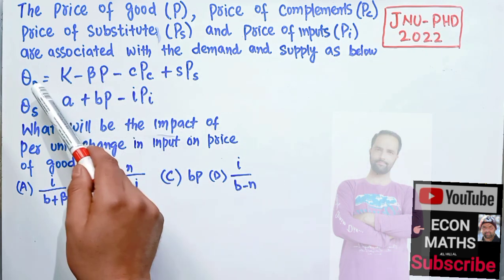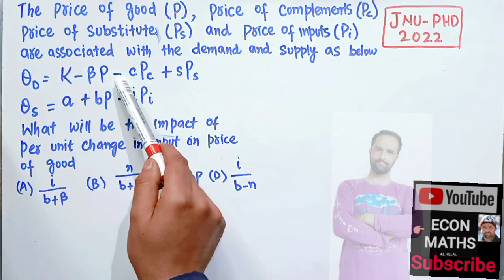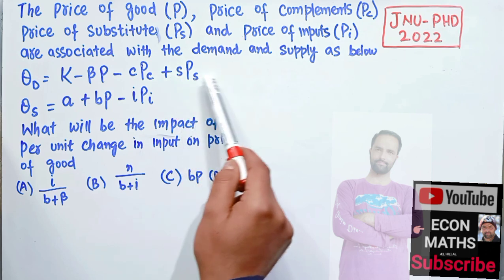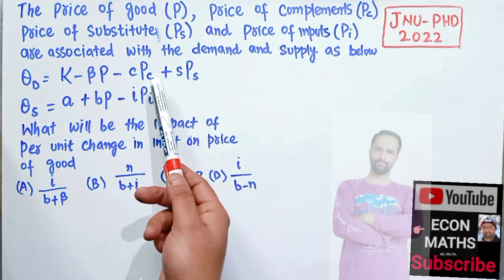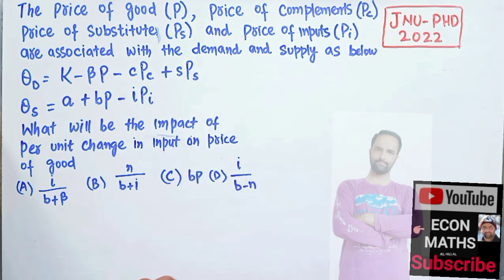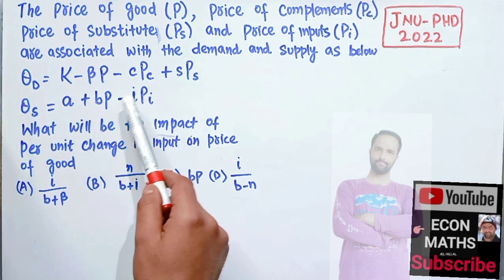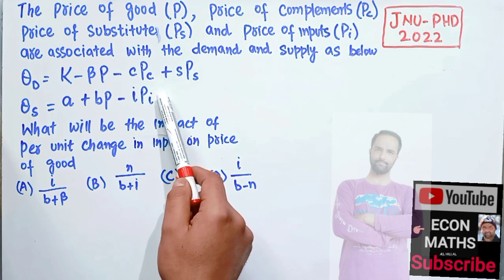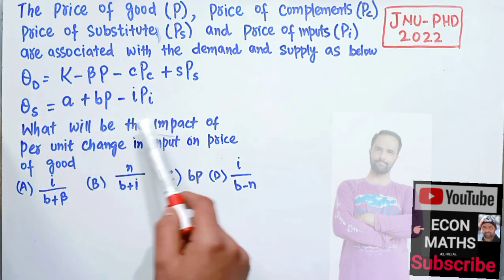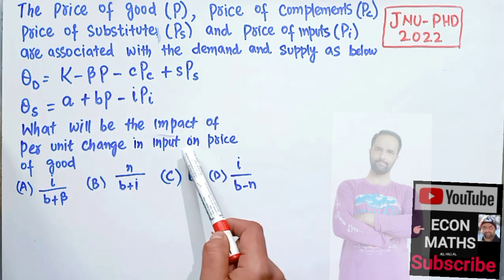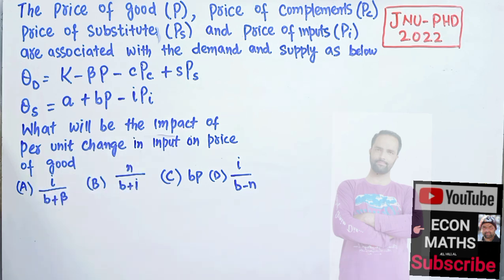Quantity demanded is equal to K minus beta P minus C PC plus S PS, where PC is the price of complement, PS is the price of substitute, and QS is A plus BP minus I PI, where PI is the price of input. We have to find out what will be the impact of per unit change in input on the price of good. The options are being given here.